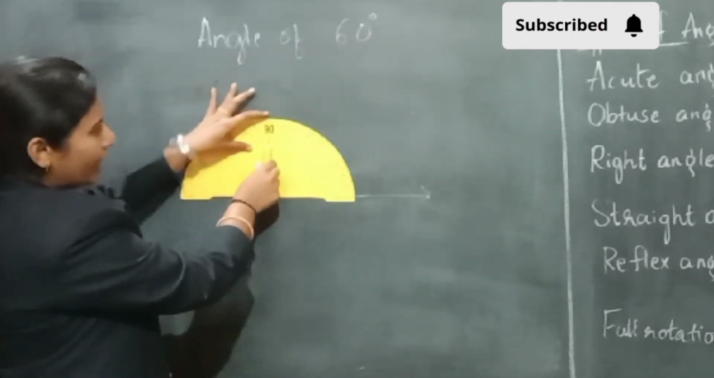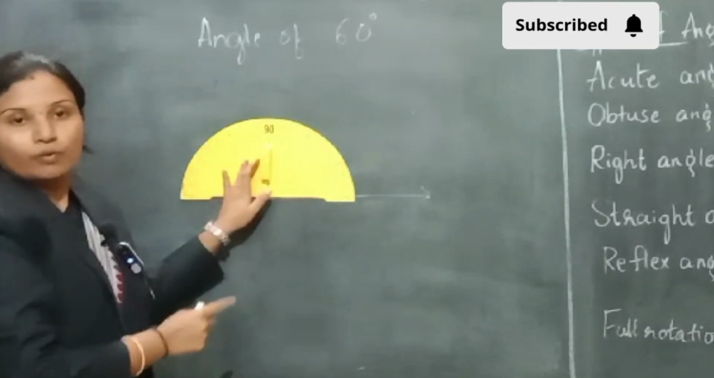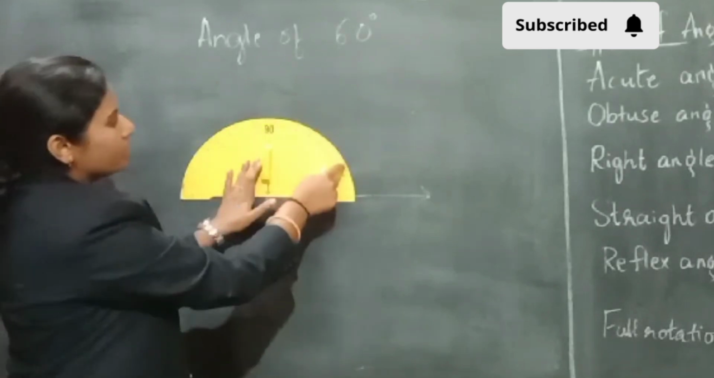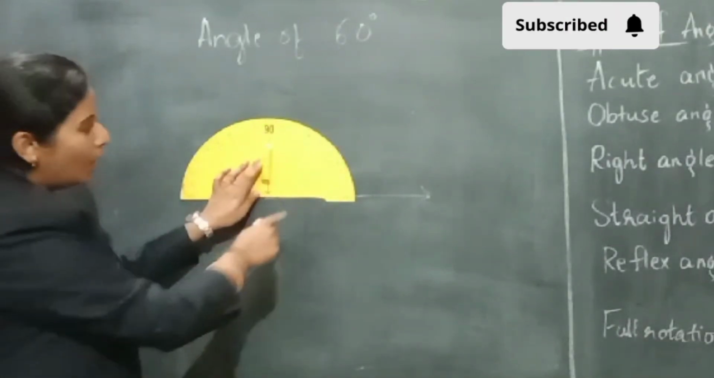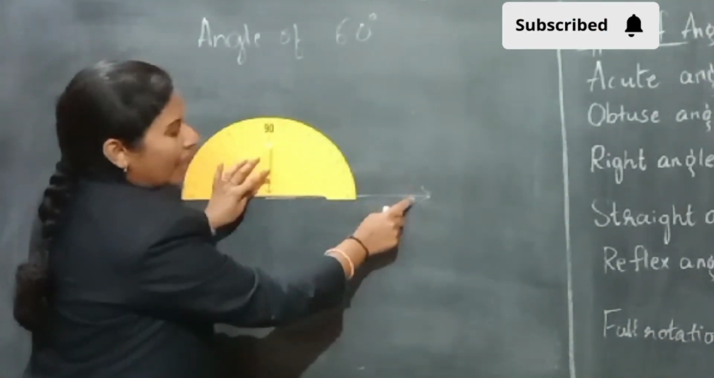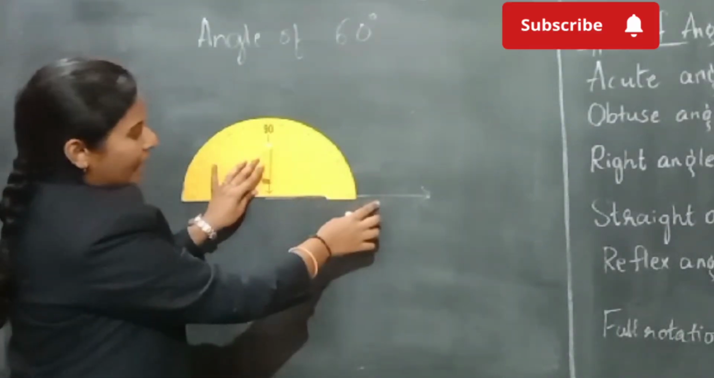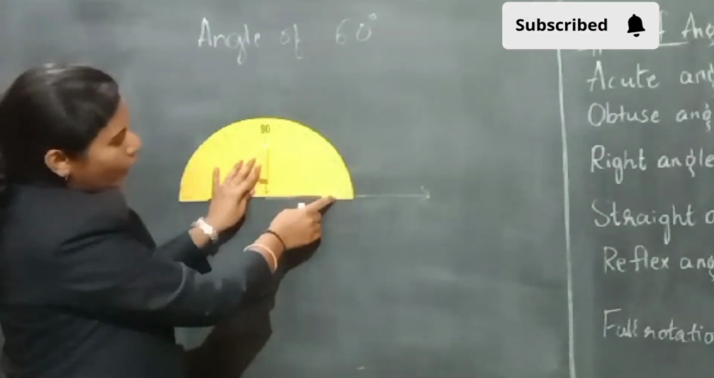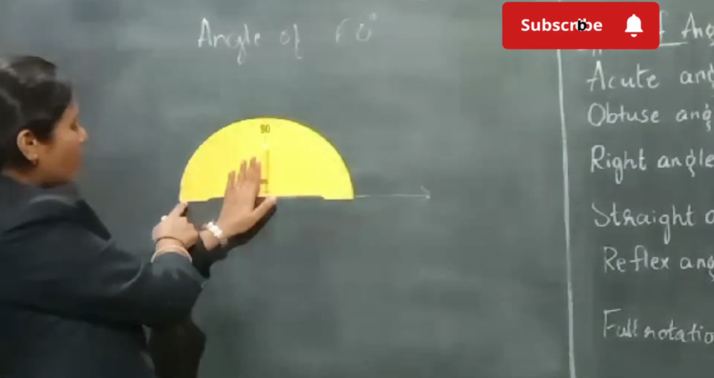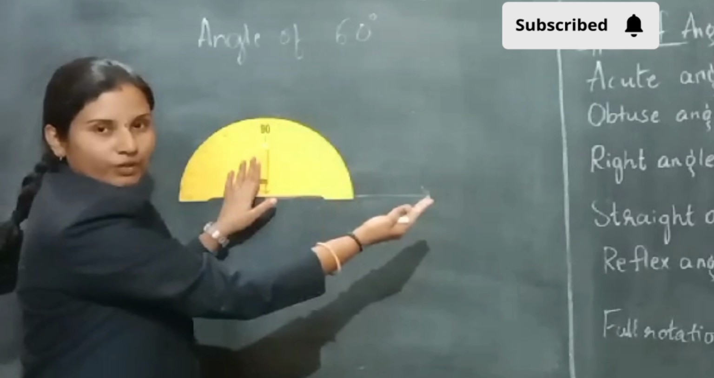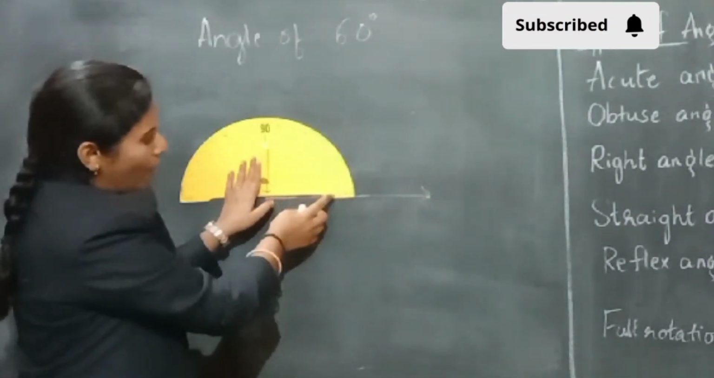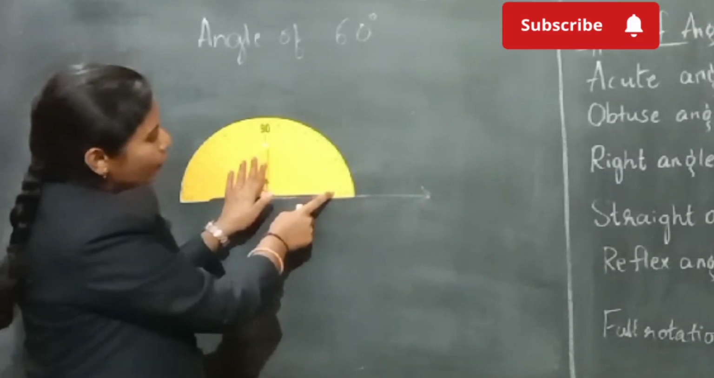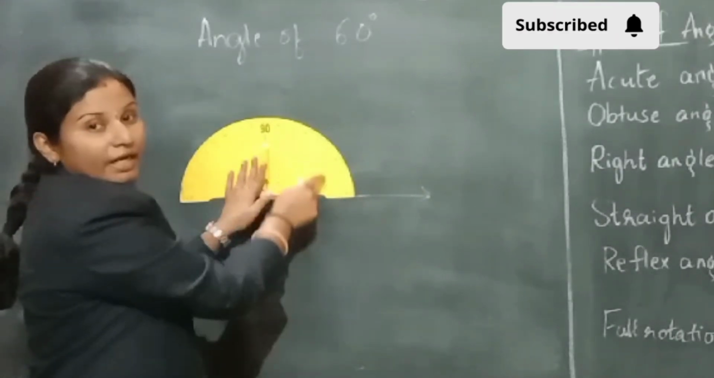Many children get confused which scale we use for measuring the angle or drawing the angle. There is an outer scale, there is also an inner scale. First, we have drawn a line segment. This line segment is facing towards our right side. Our 0 degree is at right side. This side also we have a 0 degree and this side also we have a 0 degree. Our line segment or our ray is facing towards this 0 degree. So, we have to count from this inner scale.